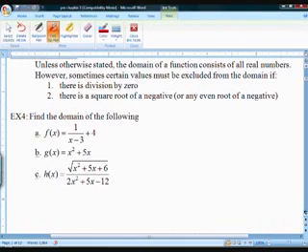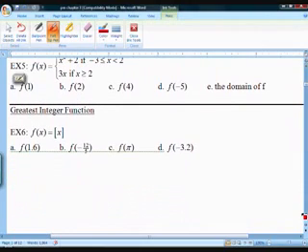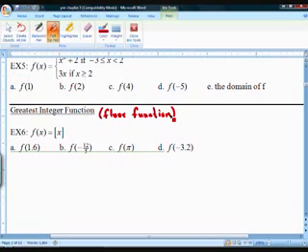Okay, next up we're going to talk about the greatest integer function. Like I said, probably the hardest thing we've done today. Another name for the greatest integer function is the floor function, or the rounding down function. When you see it, it's brackets. It's kind of like absolute value, but it's brackets instead of your absolute value bars.